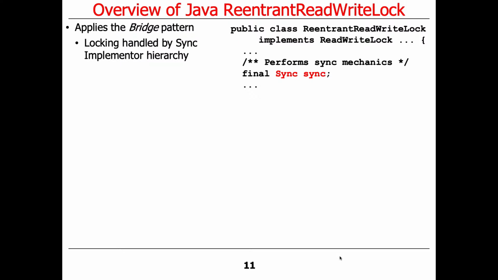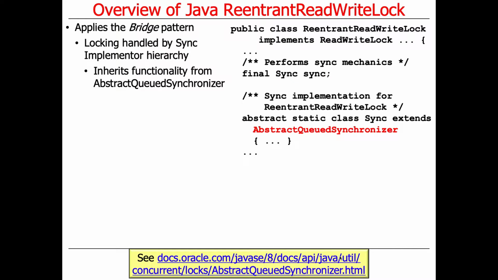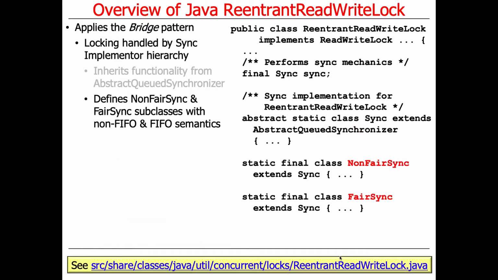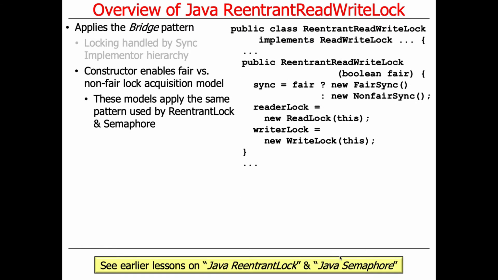Internally, the locking protocol is handled by the Sync implementer hierarchy. This Sync implementer hierarchy inherits functionality from the AbstractQueuedSynchronizer framework. This framework, as we've talked about before, is used by other Java synchronizers that require first-in, first-out wait queues. You can also see how it has a pair of NonfairSync and FairSync subclasses from Sync that provide the non-FIFO and FIFO semantics, first-in, first-out semantics, for this lock.